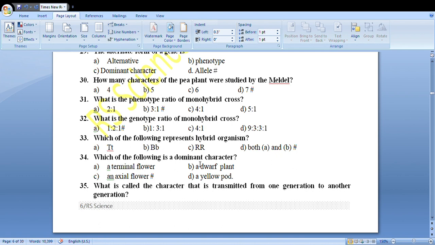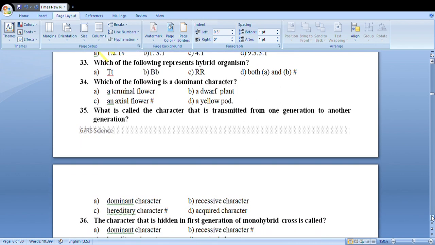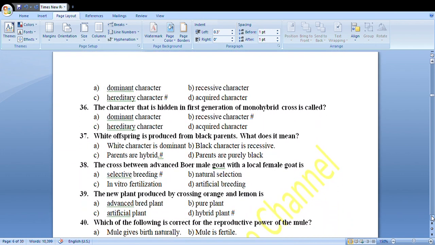Which of the following is a dominant character? The axial flower is the dominant character. What is the character that is transmitted from one generation to another generation called? Obviously, it is the hereditary character. The character that is hidden in the first generation of a monohybrid cross is called the recessive character. That which is hidden is the recessive character.